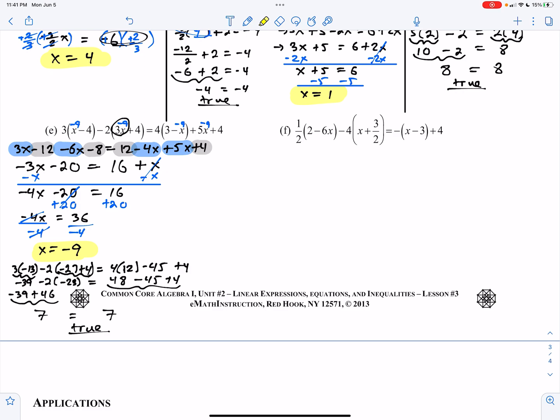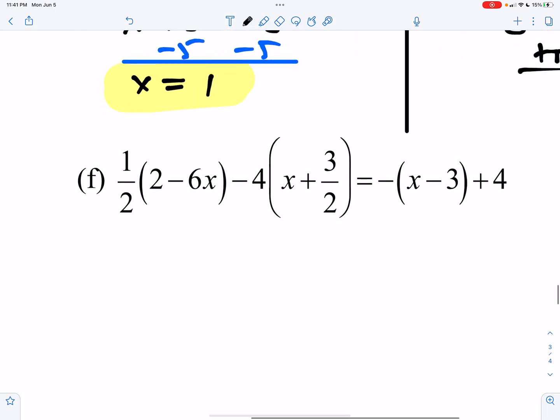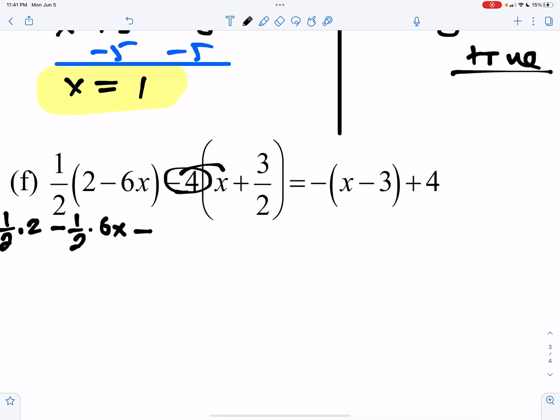Okay, and again, f looks more complicated than it is. The reality is we have to distribute through those parentheses to make it not look so intimidating. So I'm going to be multiplying the 1/2 times the 2 and times the 6x. So we're going to go 1/2 times 2 minus 1/2 times 6x. Minus, and then you're going to do the same thing. We're going to multiply -4 times both these. So -4 times x plus a negative would be minus 4 times 3/2.